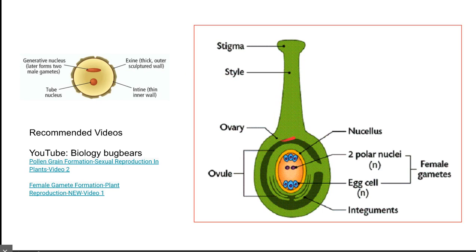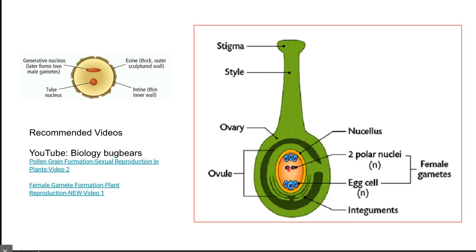And the female, so this structure here is the carpel, the stigma, style, and ovary. Inside the ovary, we have an ovule, and inside the ovule is where we have the embryo sac. So this large structure here with 8 nuclei inside is called the embryo sac.